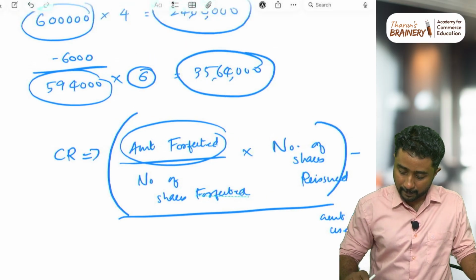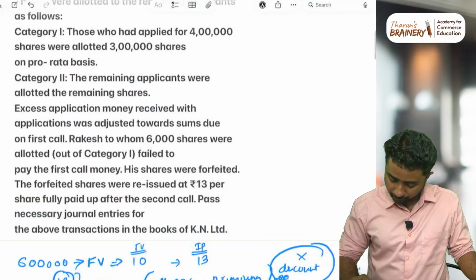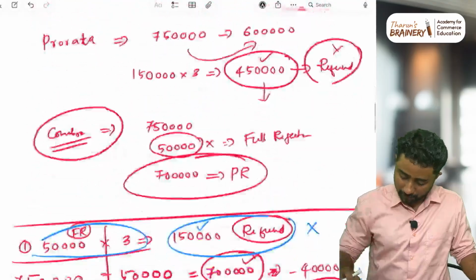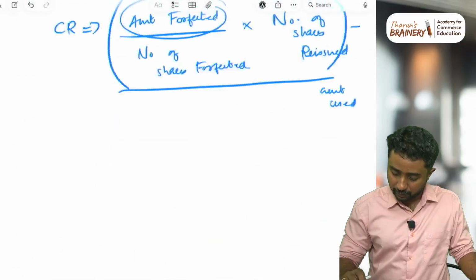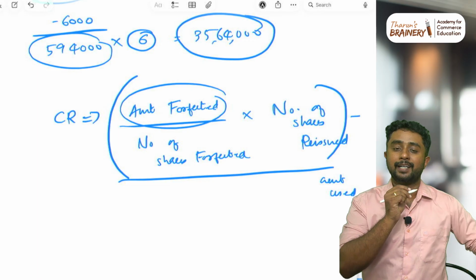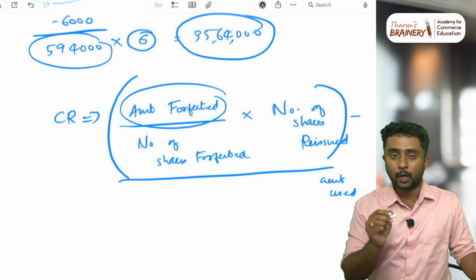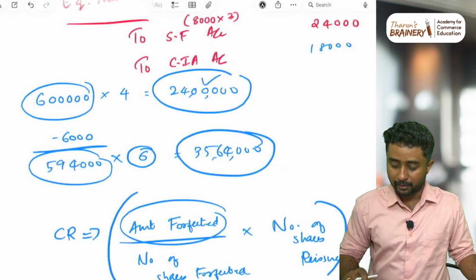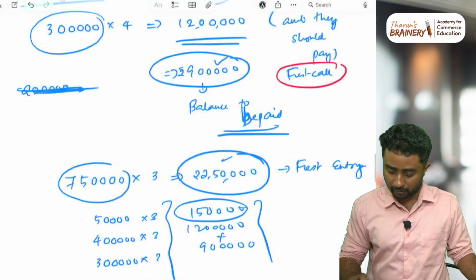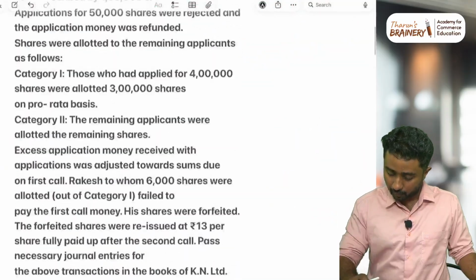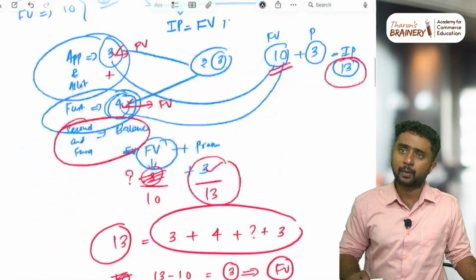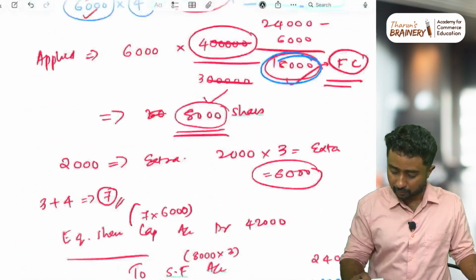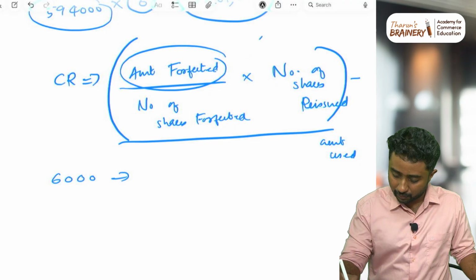As you can see here, the forfeited shares were reissued at 13 per share. Whether you have to use this formula or not depends upon the number of shares reissued. Here, how many shares were forfeited? 6,000 shares. How many are reissued? They said the forfeited shares were reissued. That means all the forfeited shares were reissued. In that kind of situation, no need to use this formula.